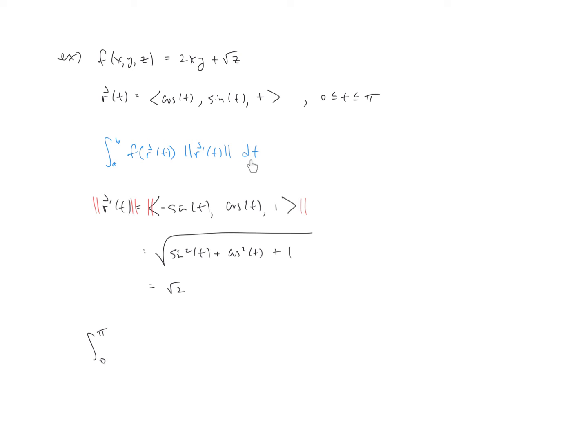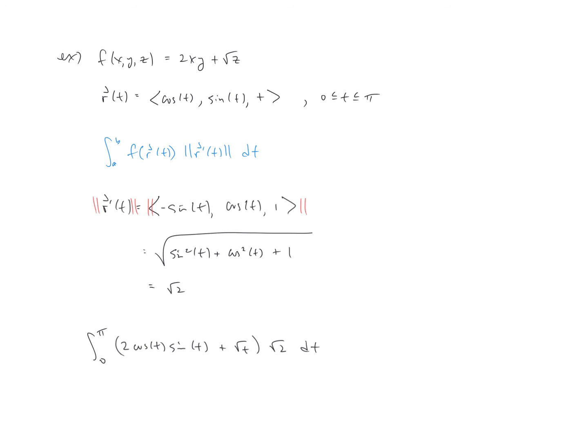So the setup here then will be the integral from 0 to pi. Remember, this is going to be with respect to t now, and t is bounded between 0 and pi, so 0 and pi. Then we've got our function evaluated at r of t. So when I plug in my x value there, my y value there, my z value there, that's going to give us a 2 cosine t sine t plus the square root of t, followed by that square root of 2 dt. So that value right there was going to be our square root of 2. And so from here, you would just integrate as usual.